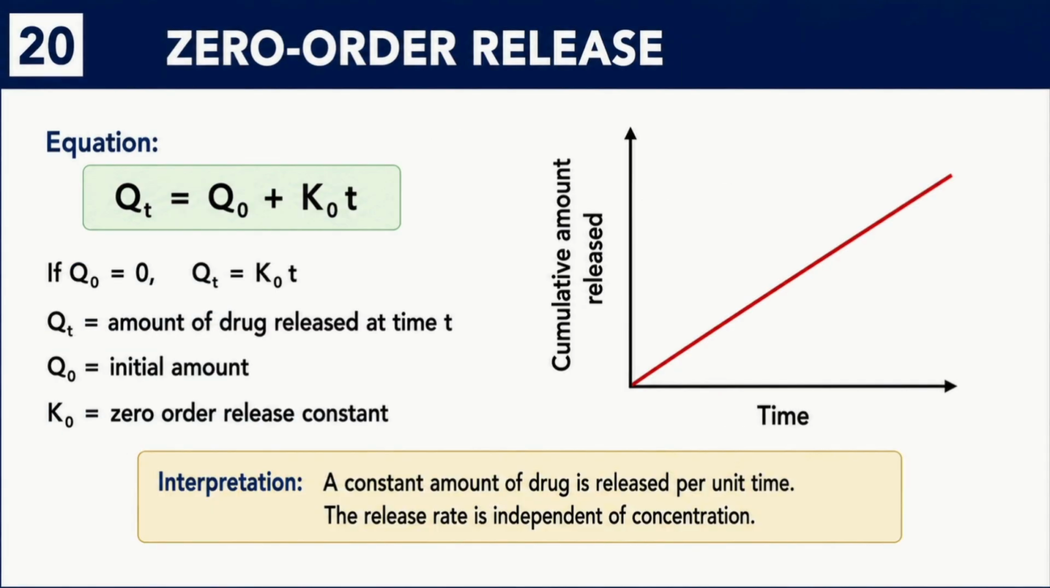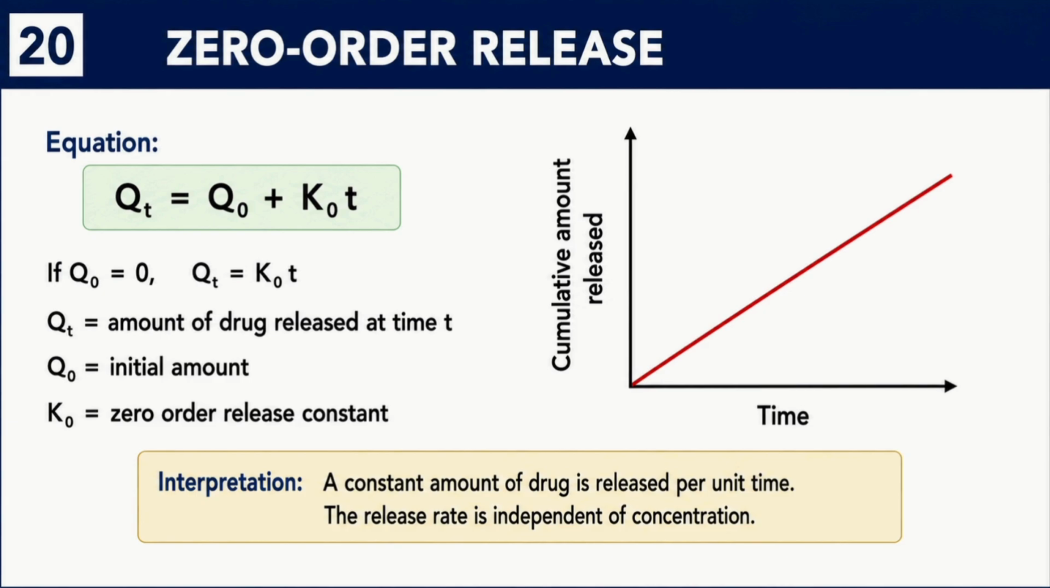Zero order release means that the drug is released at a constant rate. The mathematical expression is Qt = Q0 + K0 t, where Qt is the amount of drug released at a particular time t, Q0 is the initial amount released, K0 is the zero order release constant, and t is the time. If Q0 is 0, the equation becomes Qt = K0 t. Graphically, a plot of cumulative amount of drug released versus time gives a straight line.